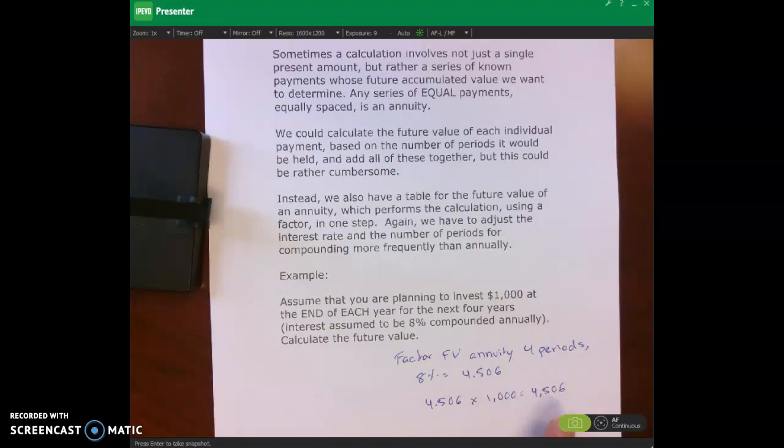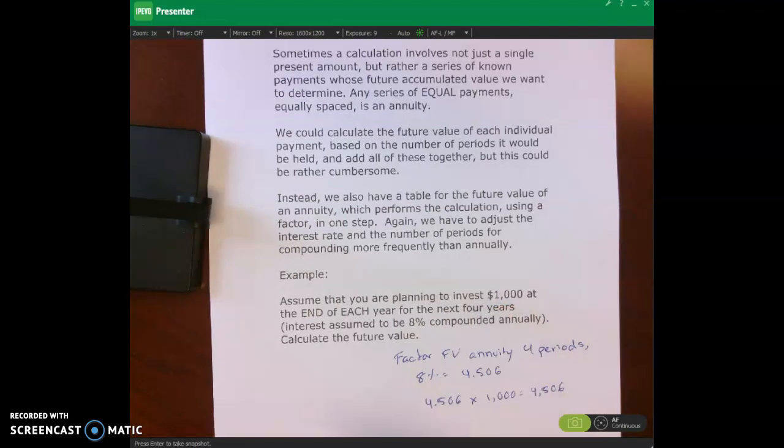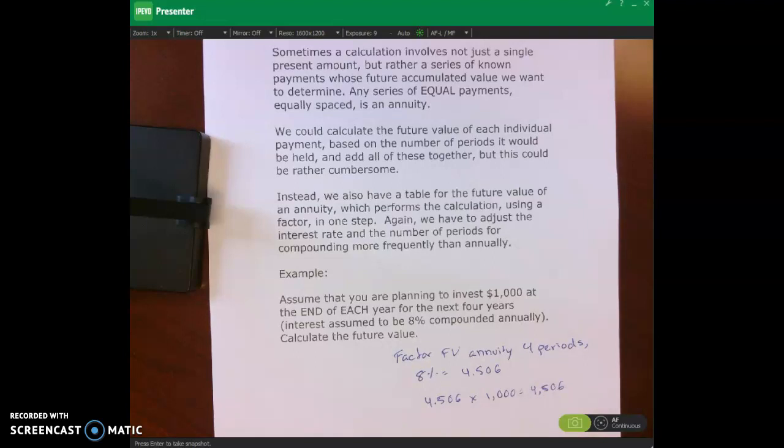Okay? And this would be something that you'd want to know even if you never want to be an accountant. This is a personal finance issue. Thinking about retirement. Thinking about saving for anyone's college education. You're investing on a monthly basis or on a yearly basis, and then you want to know what is the value of that annuity in 10 years, 20 years, 30 years, whatever you want. Okay?